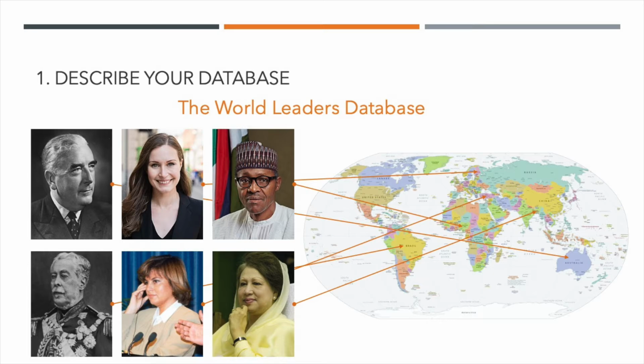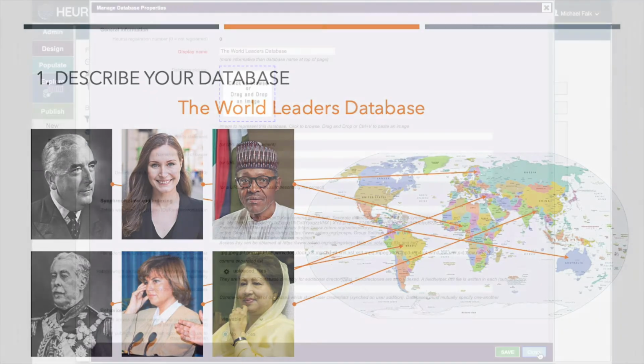This is a simple Heurist database that contains two main kinds of data about people and about the countries of which they were the leader. When you open a Heurist database, you arrive in the Explore menu and are presented with an overview of what the database contains. On this screen, you're able to enter some basic information for new users and the public about what the database is about. Let's see how to do that now.